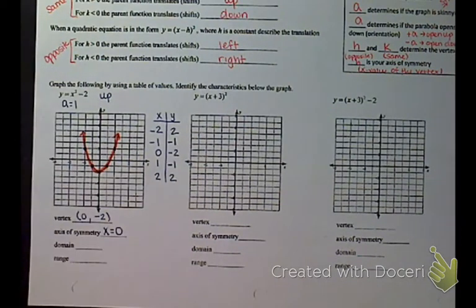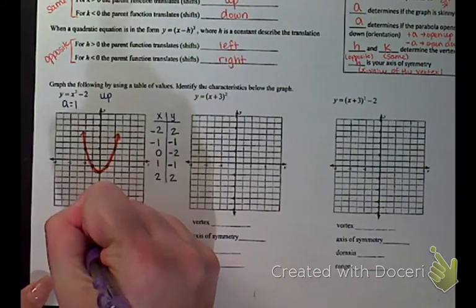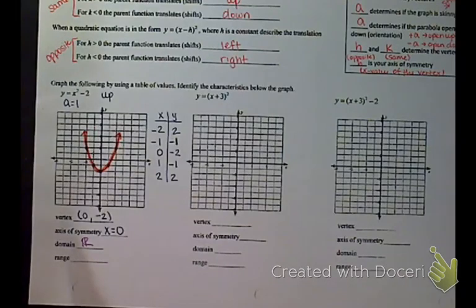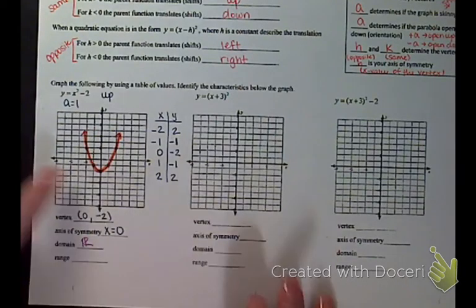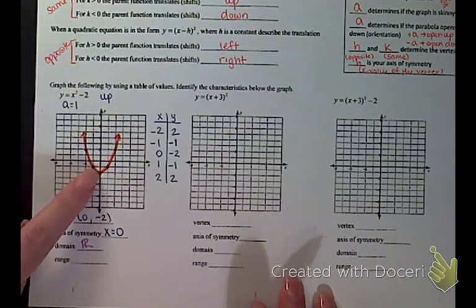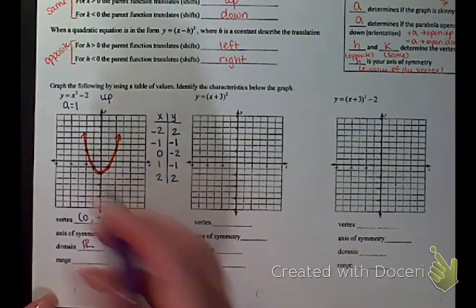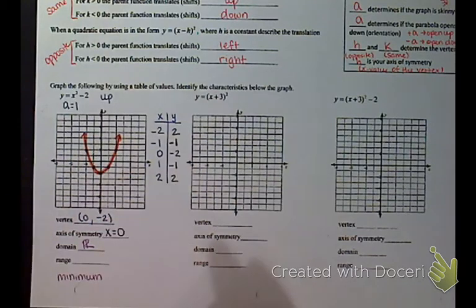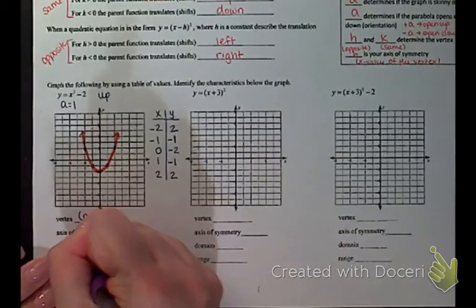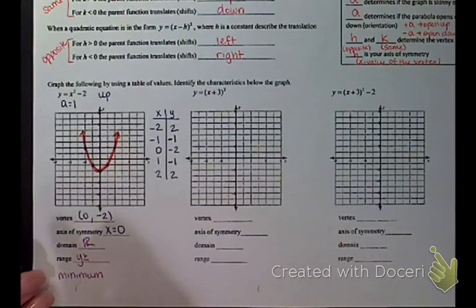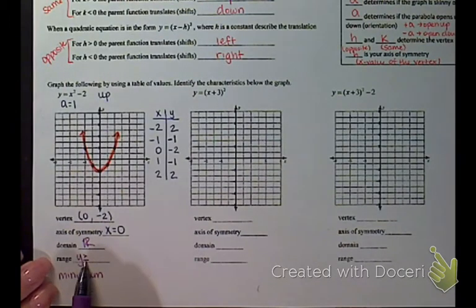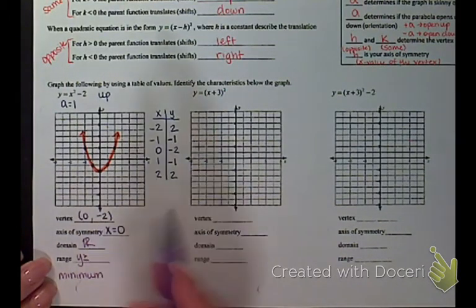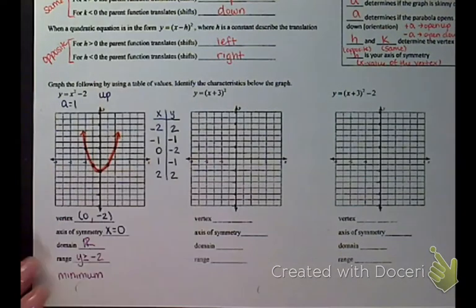It faces up, which is good. It looks normal, which is good. The domain of the graph is always all real numbers. Now the range I have to think about. So I have a low point, which means I have a minimum, right? So I have a minimum. And everything's increasing. So y is greater than or equal to, because it all gets larger. And it's going to be y is greater than or equal to my lowest point, which is the y value of my vertex, which is negative 2.